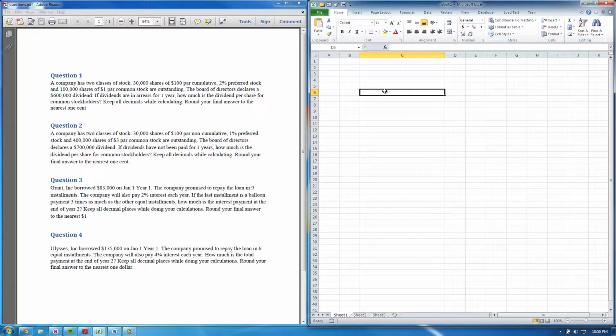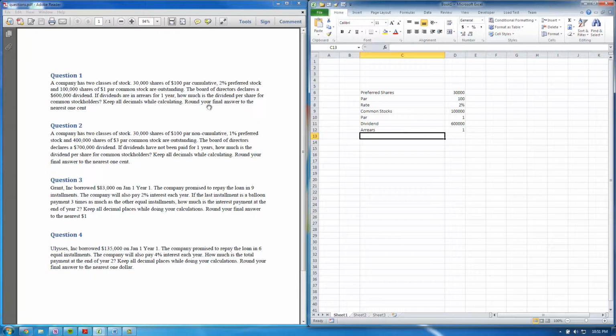So to start off with, we're just going to enter the variables that they give us. So for example, number of preferred shares, the par, the percentage.